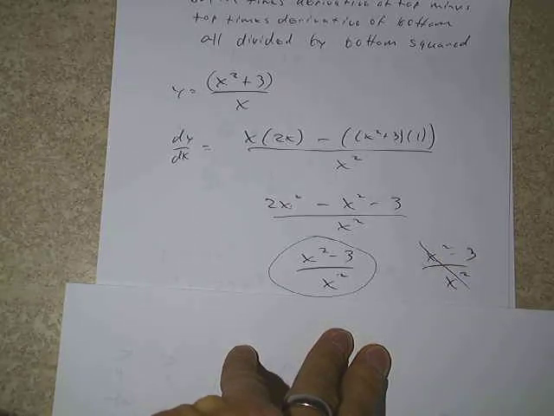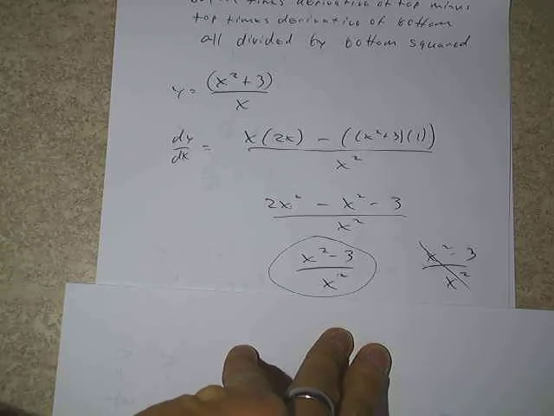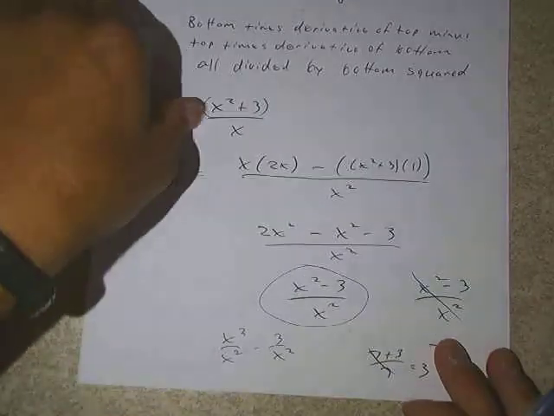Do not cross out x squareds just because there's one on top and one on the bottom. If these two were in a division or a multiplication with each other on top, if it was 3x squared over x squared, then yeah, you can cross out the x squareds. But not when they're part of an addition or subtraction. So make sure you cancel that mistake out of your mind and don't do it. Got it? All right.